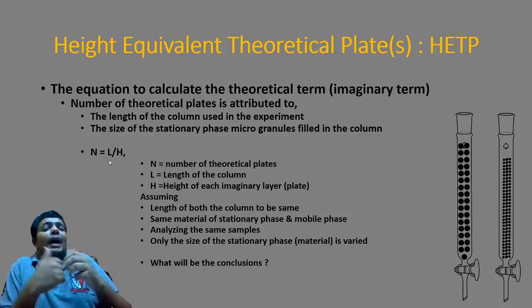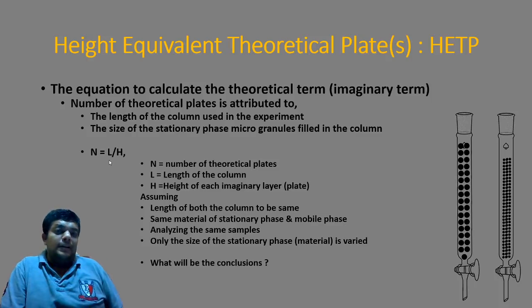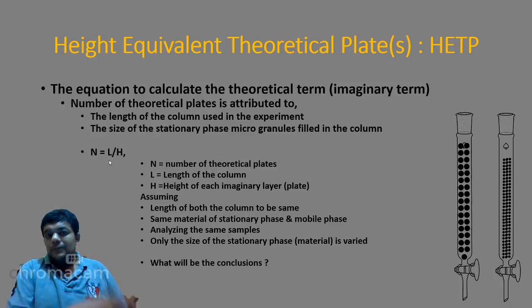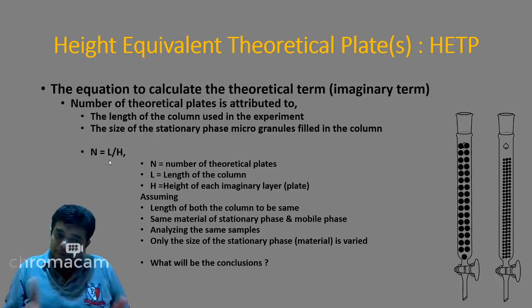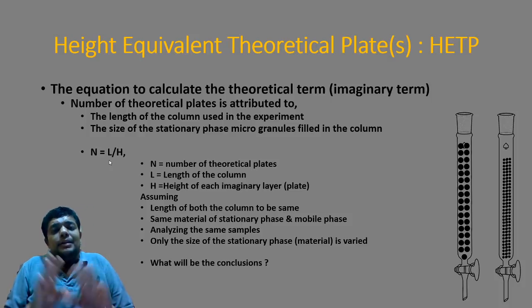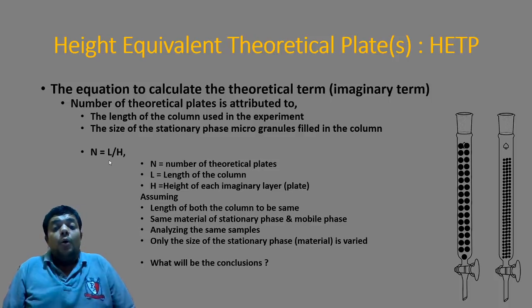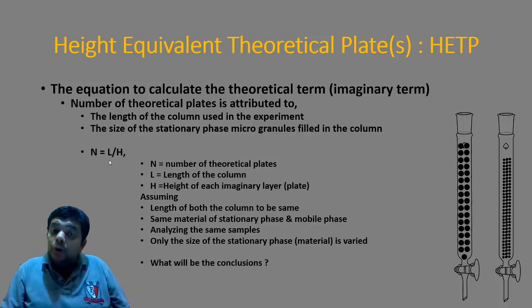The lesser the height of the layer, the more the surface area, and the more the surface area, the more the theoretical plates, and the more the theoretical plates, the more the separation. The length of both columns is the same, the material of the stationary phase and mobile phase is the same, analyzing the same sample, only the size of the stationary phase is varied. What will be the conclusion?